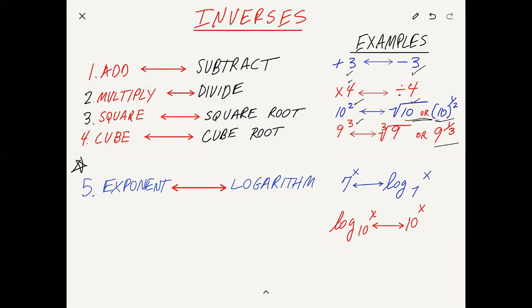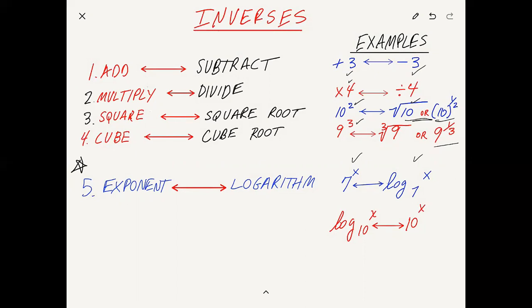Now, this one I've starred because it is confusing for a lot of students. The inverse of an exponential function is a logarithmic function; the inverse of exponents is logarithms, and the inverse of logarithms is exponents. The example I have here is 7 to the x power. The inverse of that would be taking the log with base 7 of x. My second example is the log base 10 of x. The inverse of that is having a base of 10 and raising it to the x power, right?